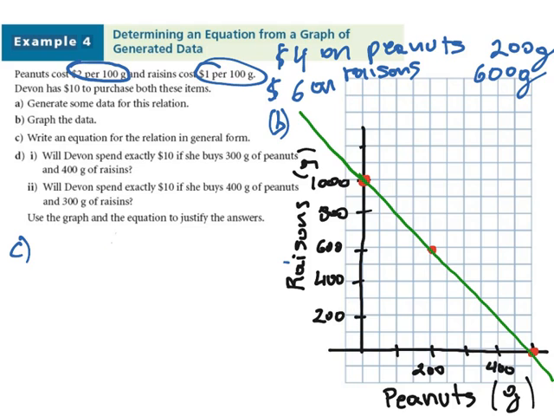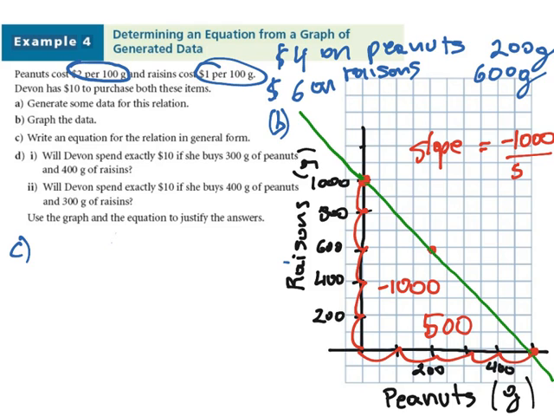So let's find the slope first. So the slope is going to be, this is the rise. So we're going down by 1,000, and the run is 500. So remember, slope is rise over run, which is minus 1,000 over 500. Because we're going down, the slope is -2.